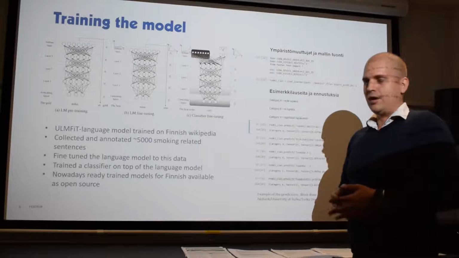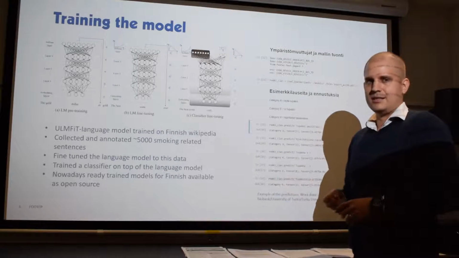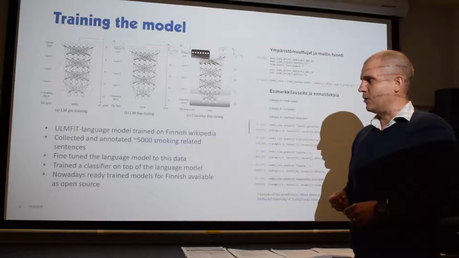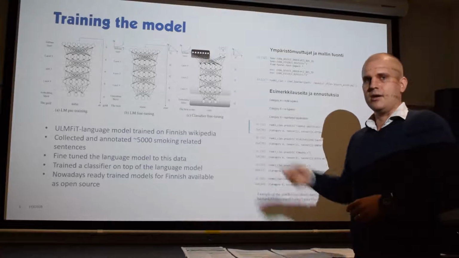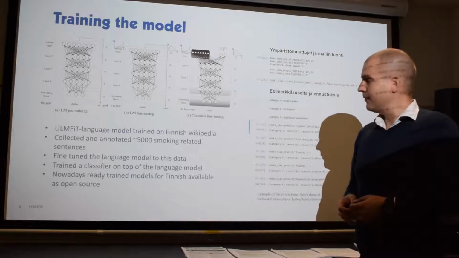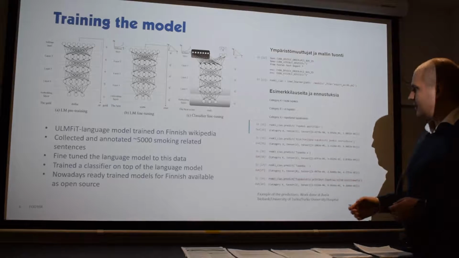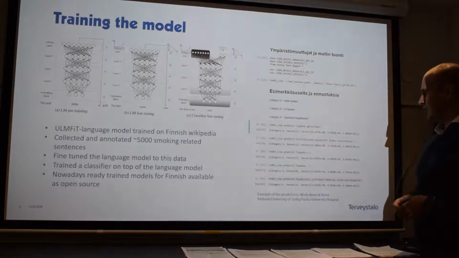Nowadays, you don't have to train your own language model yourself if you don't want to, because they are freely available online. For example, for Finnish, there exist many different models, and this general Wikipedia model is also available online. And here are just examples of what it would look like in code.